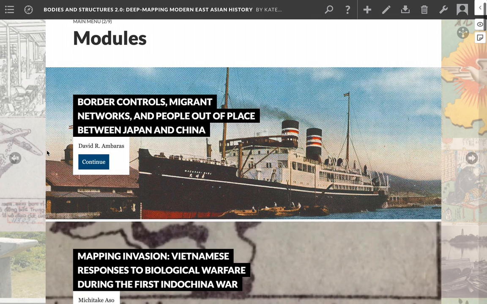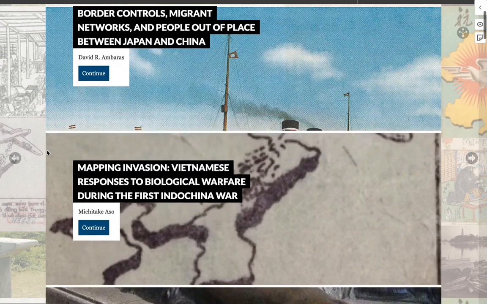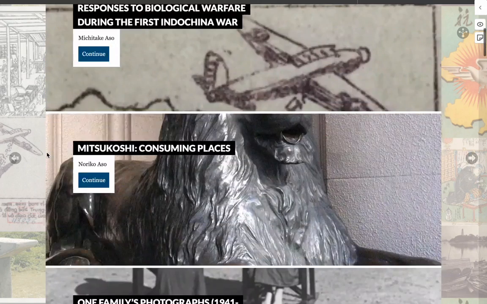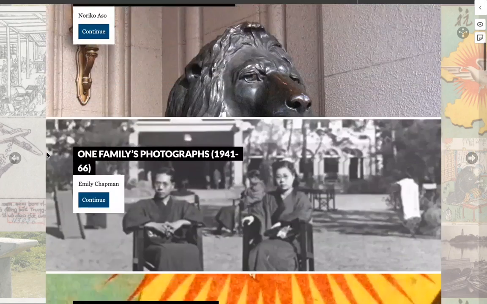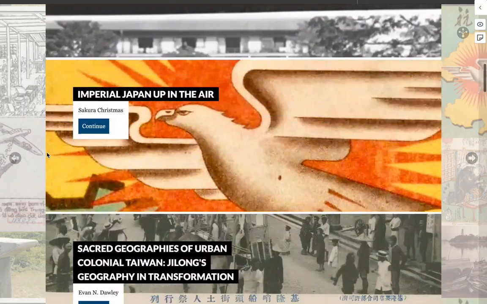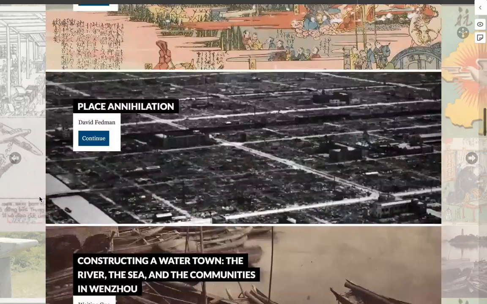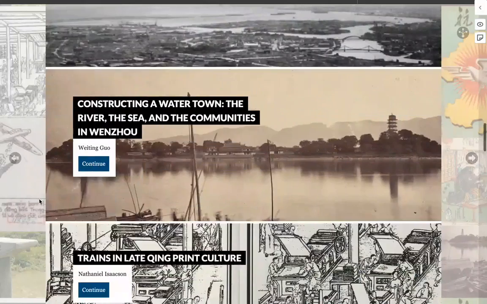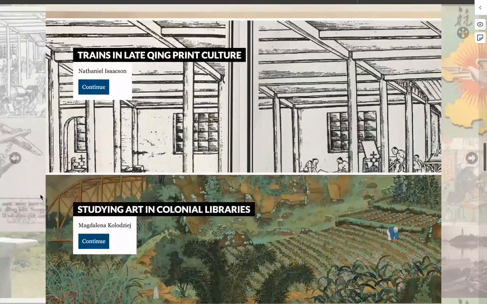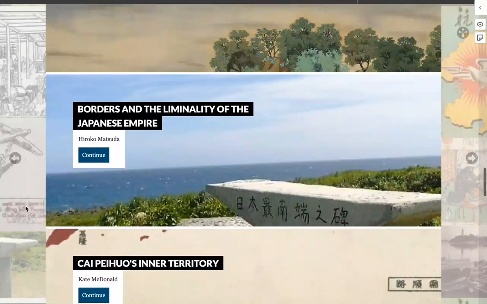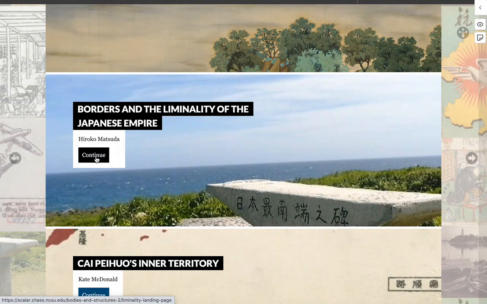So now we're at our list of modules, and you can see the titles as I scroll. I'm going to take us down to a module called Borders and the Liminality of the Japanese Empire by Hiroko Matsuda. And here we are. So I'll click Continue to enter her module.